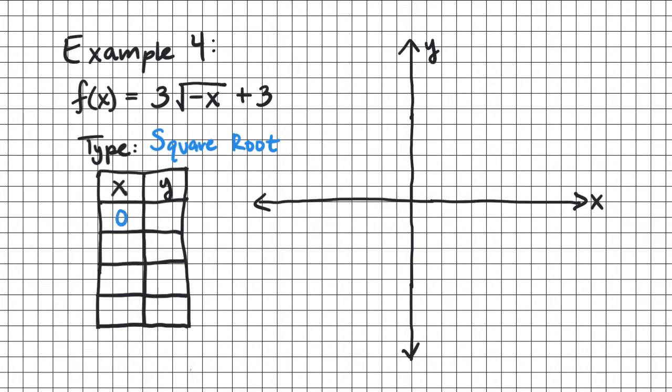So the values for the square root are 0, 0, 1, 1. Square root of 4 is 2. Square root of 9 is 3. So it's 0, 0, 1, 1, 4, 2, and 9, 3.